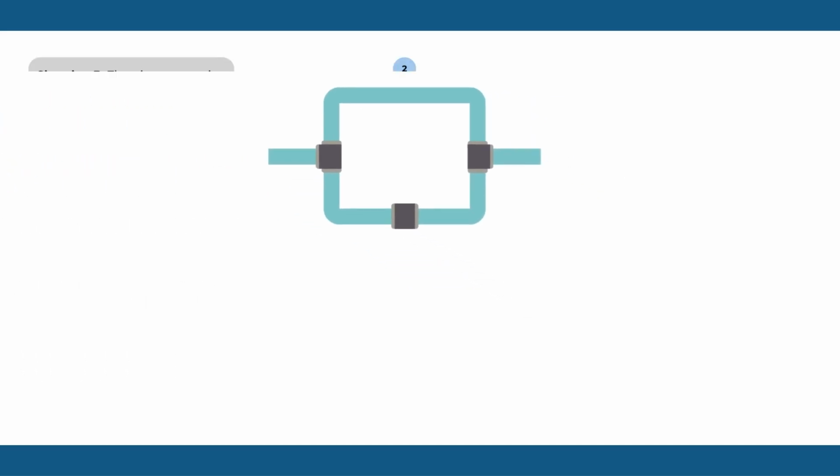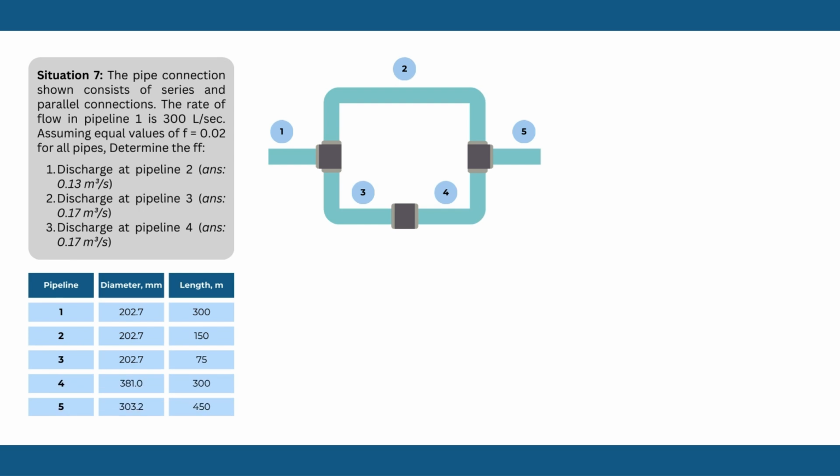In this episode, the pipe connection shown consists of series and parallel connections. The rate of flow in pipeline 1 is 300 liters per second. Assuming equal values of F equals 0.02 for all pipes, we are to determine the discharges at pipeline 2, pipeline 3, and pipeline 4. Shown on the table below are the data for the specifications of each pipeline.